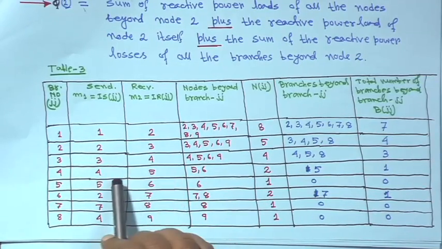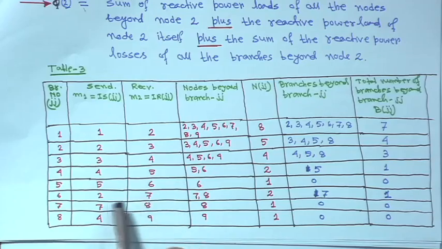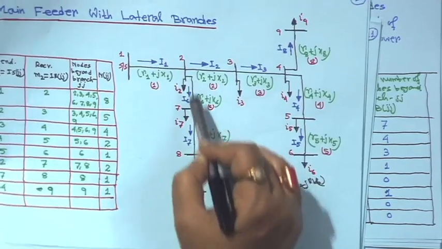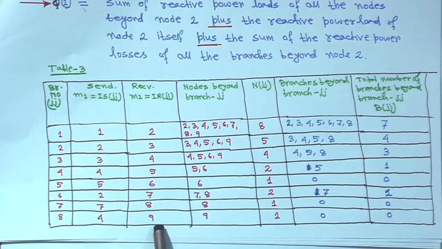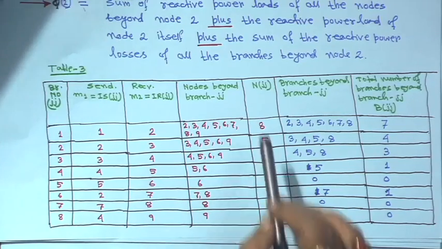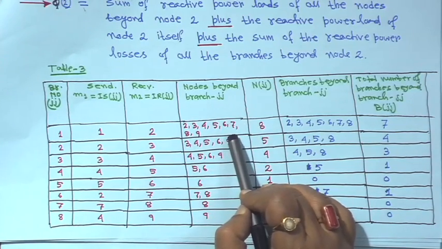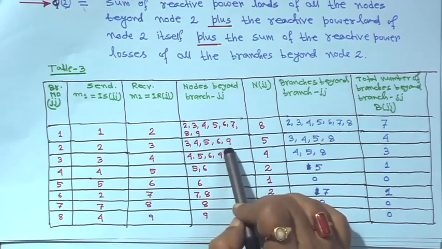2 to 3, 3 to 4, 4 to 5, 5 to 6, then 2 to 7, 7 to 8 and then 4 to 9. This we have made. Nodes beyond branch JJ, all these things have been explained in the previous table in detail. These are the nodes beyond branch JJ.